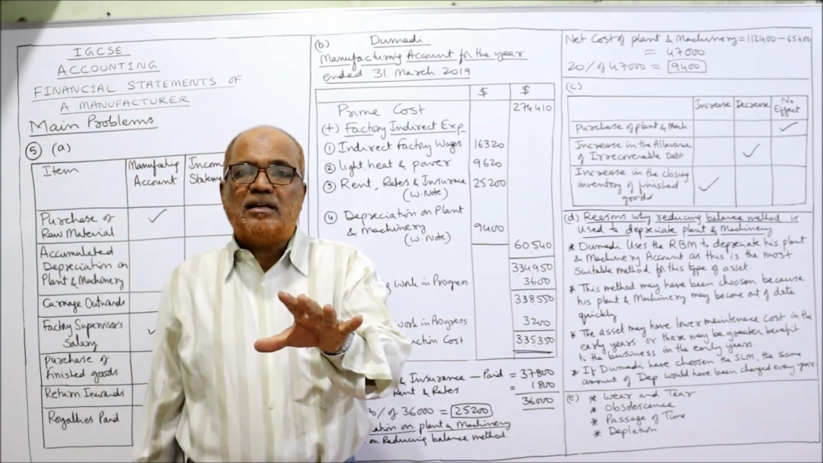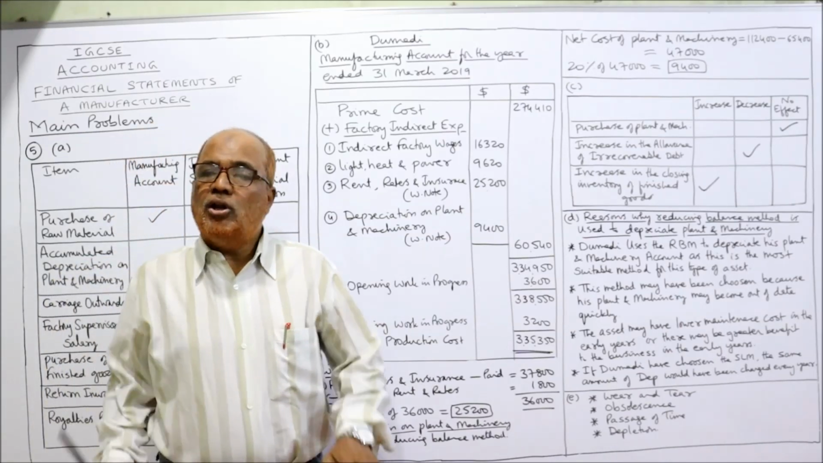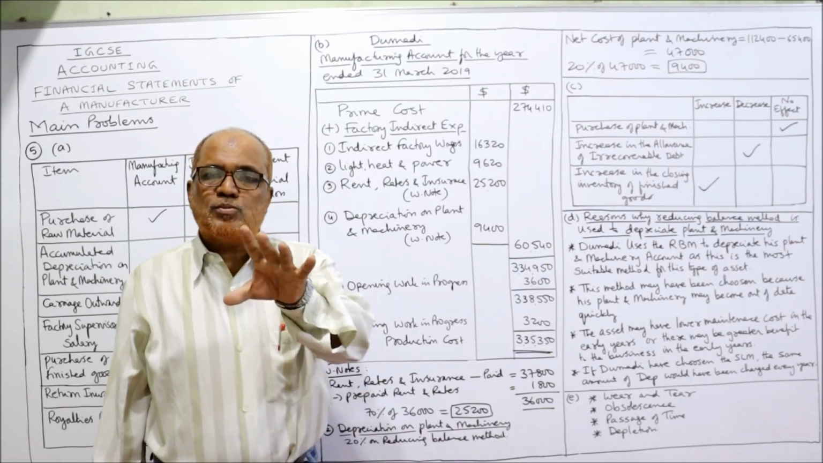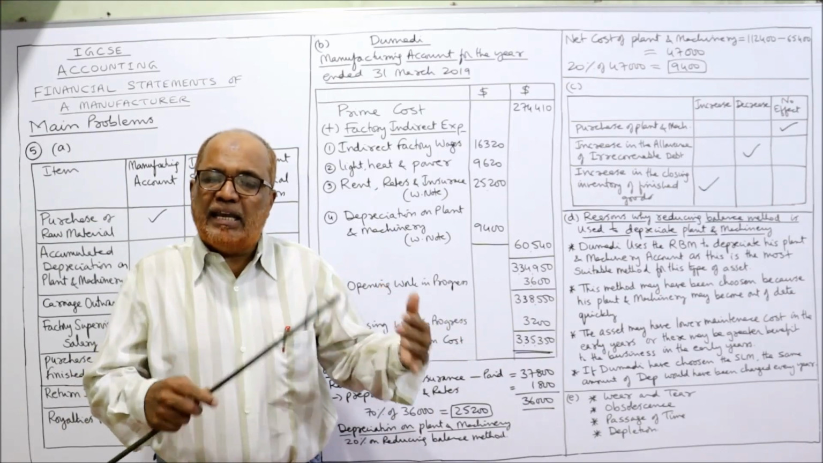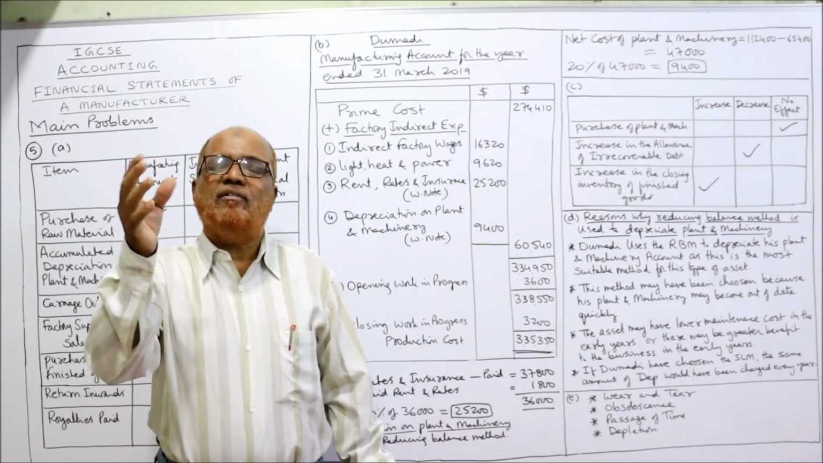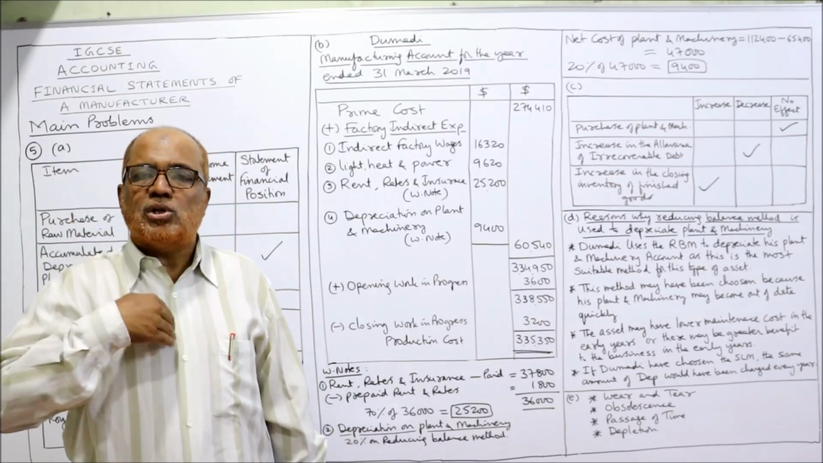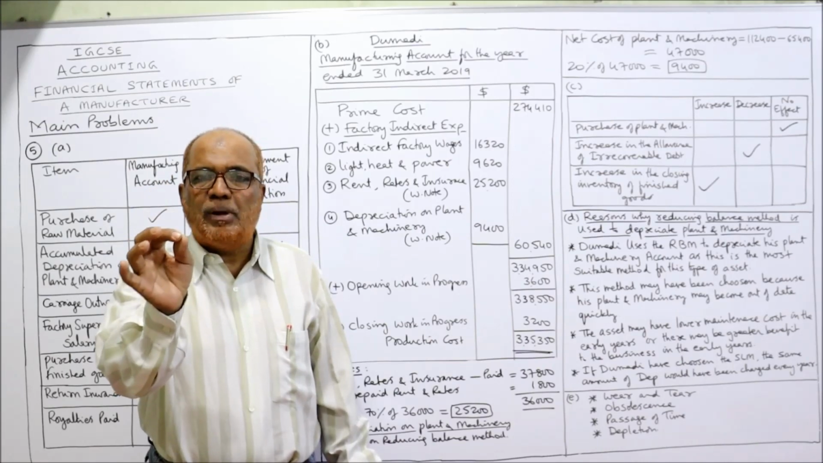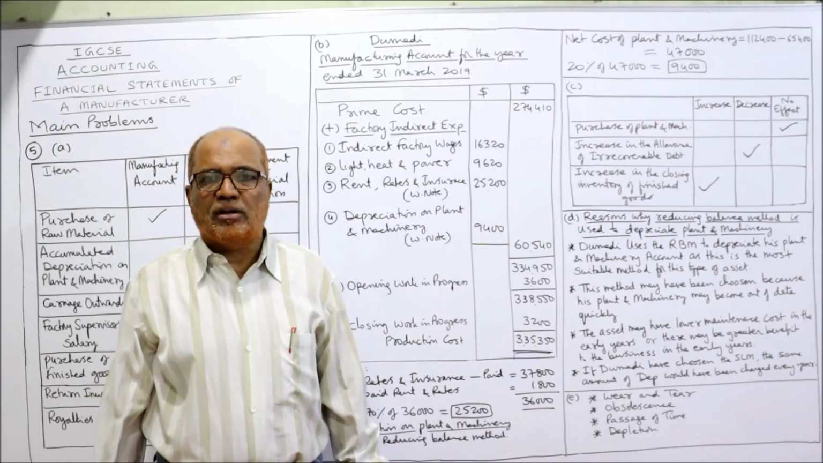That's why it is better to adopt a reducing balance method, not a straight line method, to depreciate plant and machinery. This point you remember. Not only in this problem, but also in any problem, if it is asking you why we depreciate machinery by reducing balance method, our conclusion is reducing balance is the most suitable method of depreciation for plant and machinery.